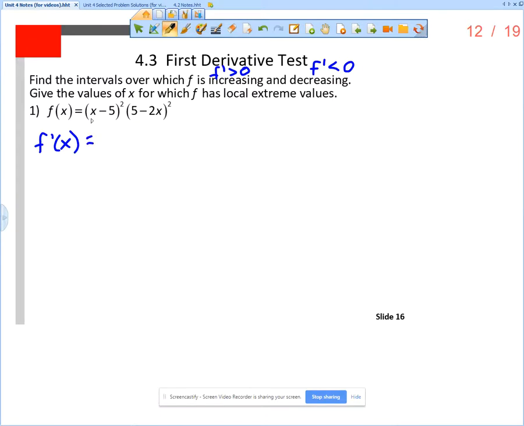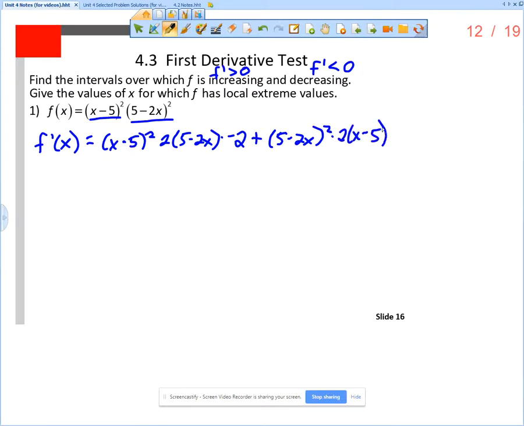All right, so this is a product of two things. So f prime is going to be found by the product rule: x minus 5 quantity squared times the derivative of 5 minus 2x squared, that would be 2 times 5 minus 2x to the first times the derivative of 5 minus 2x, which is actually negative 2, plus 5 minus 2x squared times the derivative of x minus 5 squared, which would be 2 times x minus 5 to the first times the derivative of x minus 5, which is 1.